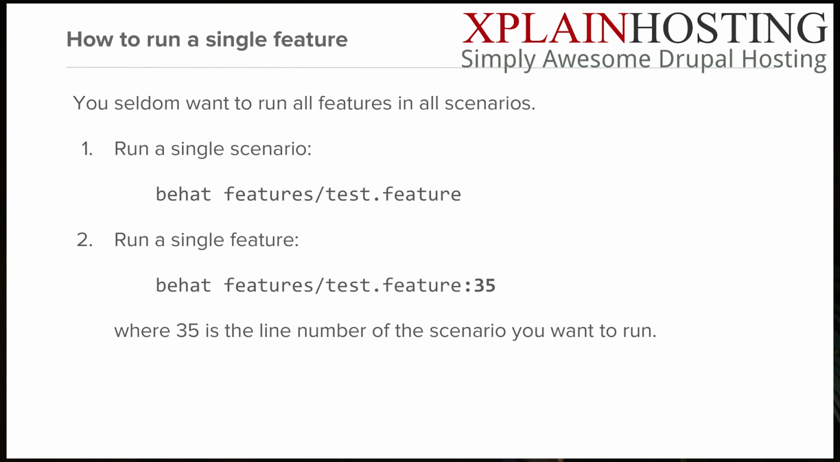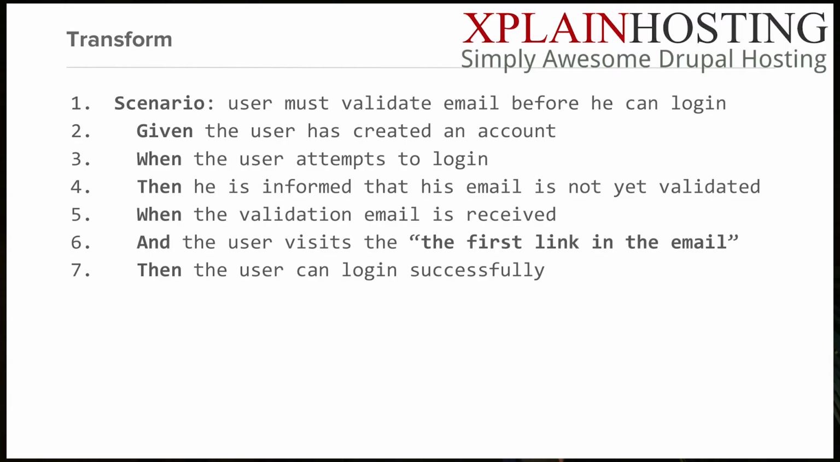So, as you saw, running one test is simply Behat, and I name the test file. Sometimes you just want to run a single feature, that's the first one. Run a single scenario, it's the second one. Then you specify the line number where the scenario starts.